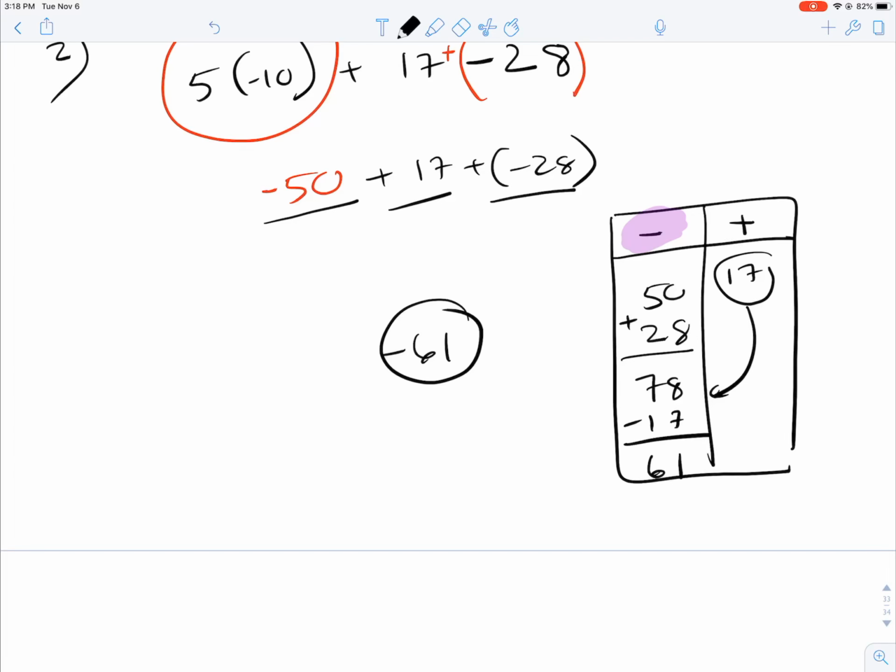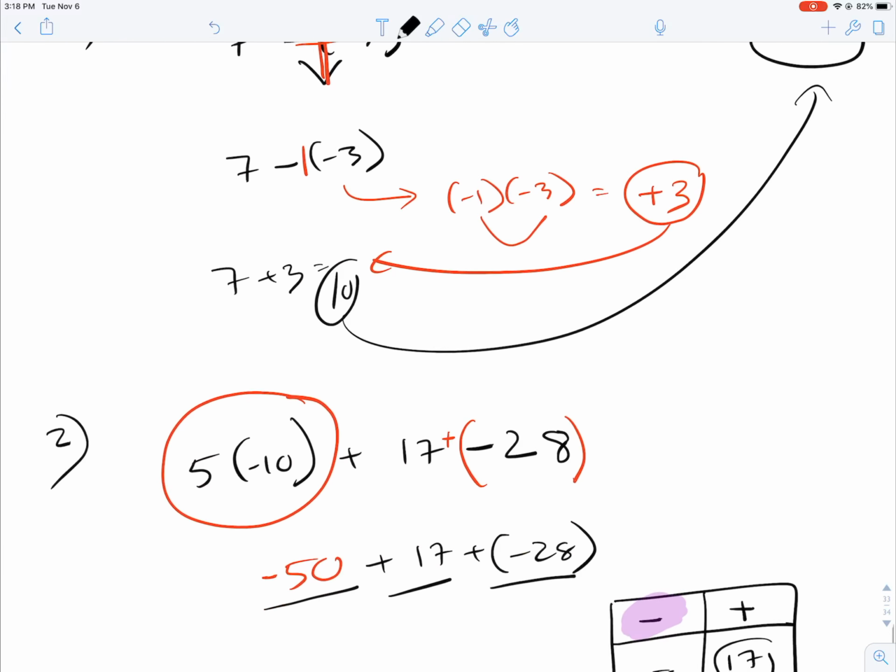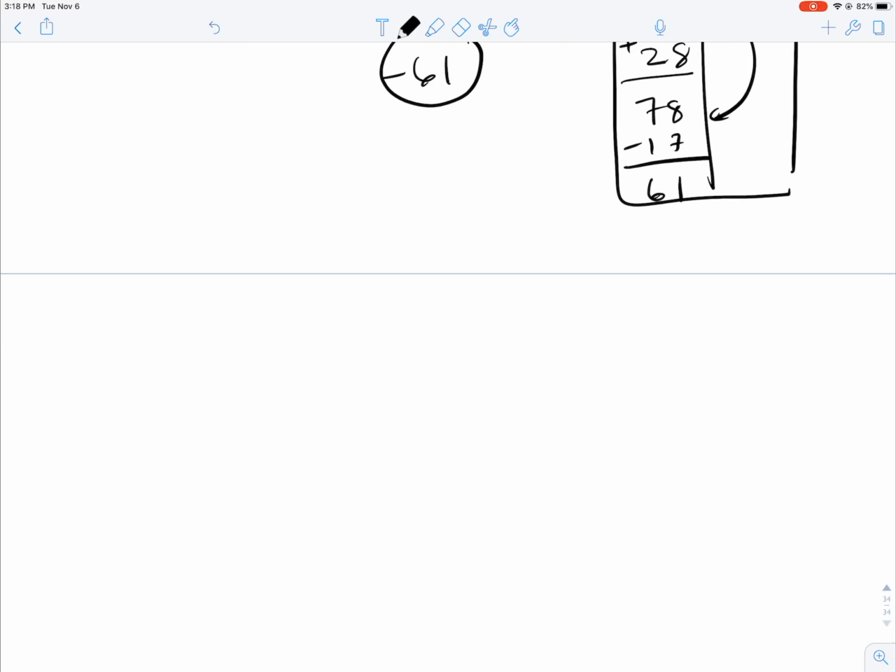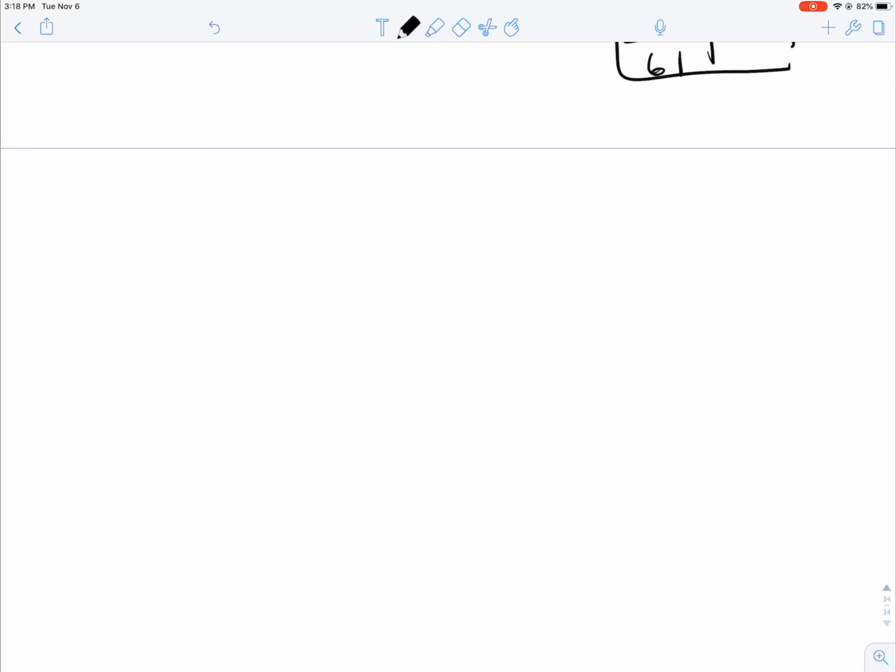Okay, now let's move on to the last one. The last one combines all the concepts that you have learned together. This is pretty much the culmination problem. Everything exists in this problem, so feel free to replay the last one. Number 3, I'm going to put a big star because this is going to be a quiz question.